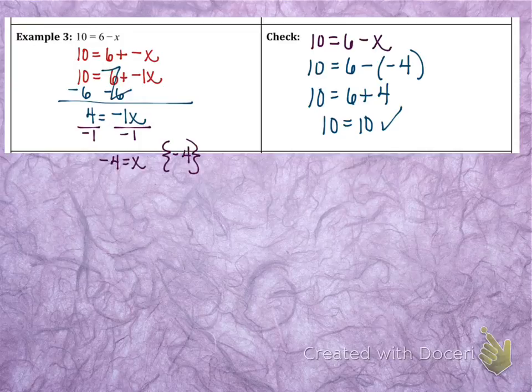So I've got my original 10 equals 6 minus x, and then I'm plugging in a negative 4. I had a minus a negative, so I cleaned that up in the third line down and rewrote it as 6 plus 4, which gives me 10.